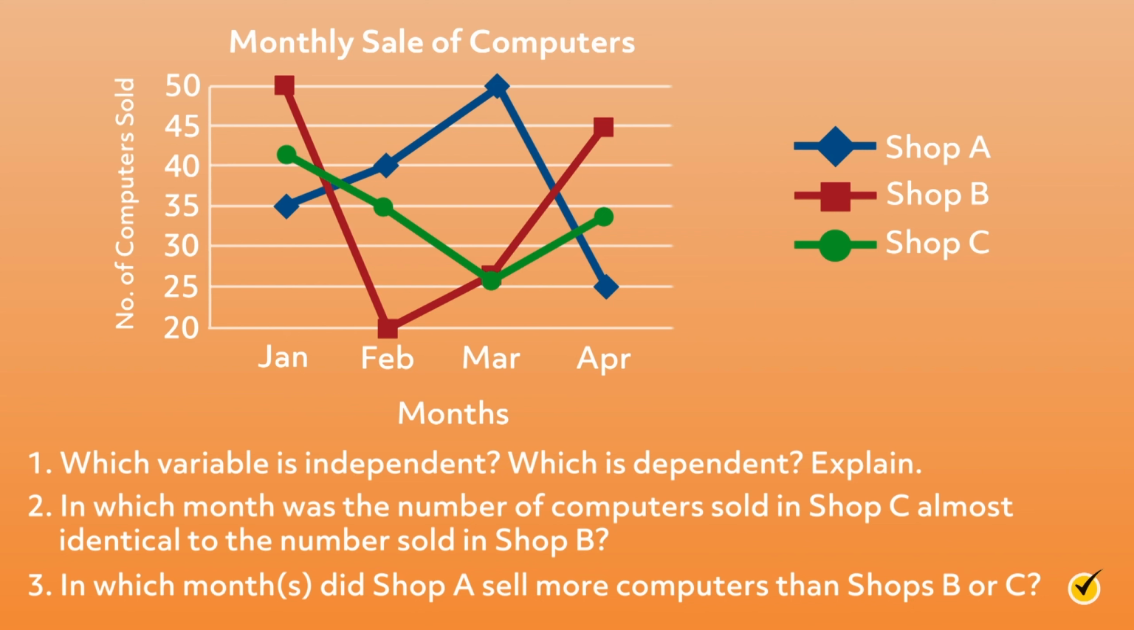In which months did shop A sell more computers than shops B or C? February and March. To find out when shop A sold the most, look for when the blue markers are higher than the green or red markers. Shop A sold 40 computers in February and 50 computers in March. Line graphs are useful tools for showing how factors change over time.